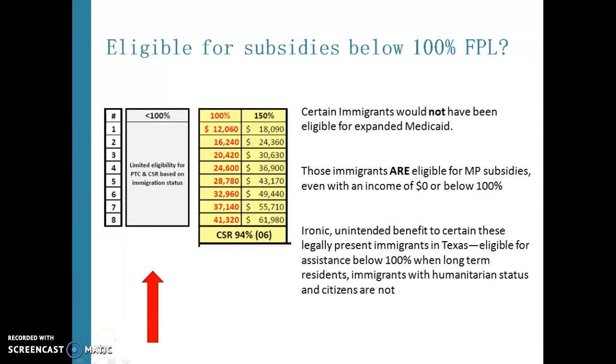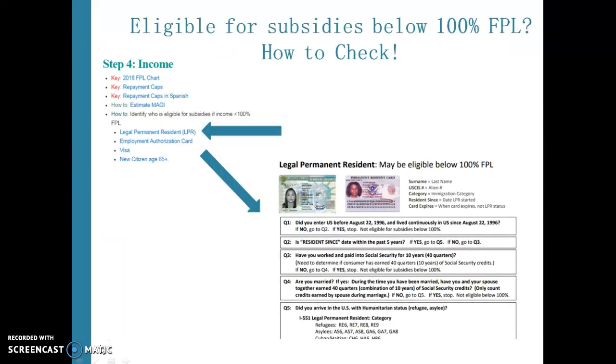All right, as I mentioned earlier, there are certain immigrants who are not affected by this Medicaid gap. Again, the Medicaid gap is going to affect citizens, long-term residents, and individuals with humanitarian status, because those are the individuals who should have gone into expanded Medicaid, which we in Texas don't have. But immigrants who would not have been eligible for the expanded Medicaid are eligible for subsidies below 100%. So we have a tool to assist with recognizing those specific immigrants.